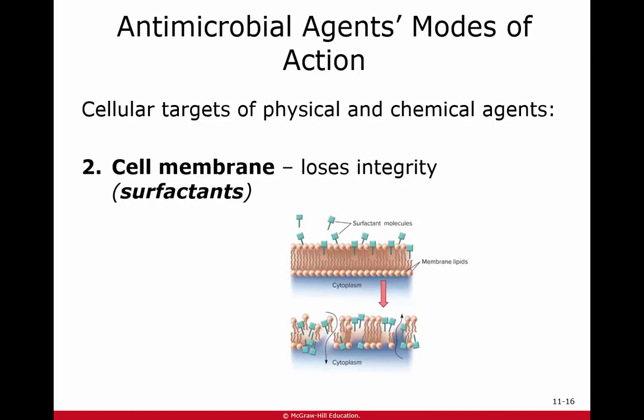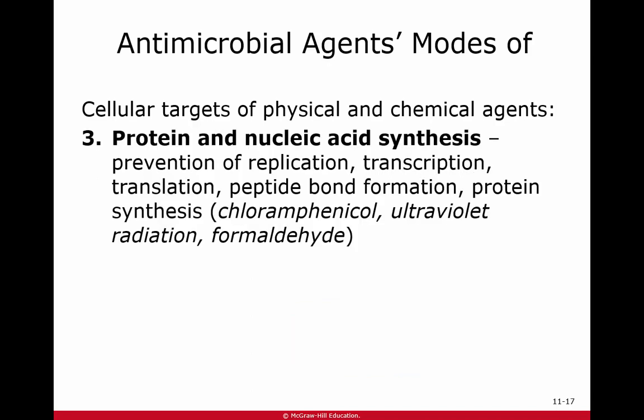The second thing that they target is the cell membrane. And we use surfactants here because we want it to lose its integrity or its selective permeability. The third thing is protein and nucleic acid synthesis. We want it to prevent replication or translation or transcription or protein synthesis. The agent may bind to the DNA or the ribosomes. And here you would use UV radiation, formaldehyde, things like that.